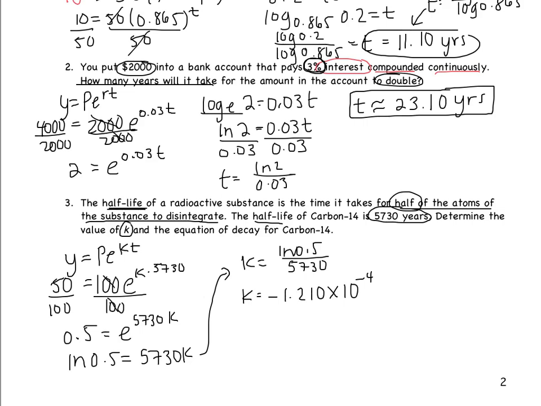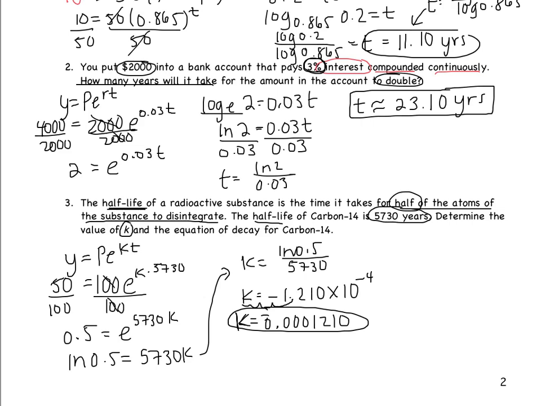Now, because we're going to be putting this back in an equation, I don't really think it's best to use scientific notation, so we're going to switch that to a decimal. Negative fourth means that I'm taking my decimal and moving 4 places to the left. So I'm going to end up with 3 zeros, and then 1, 2, 1, 0, and then this is negative. So this is my value of K.